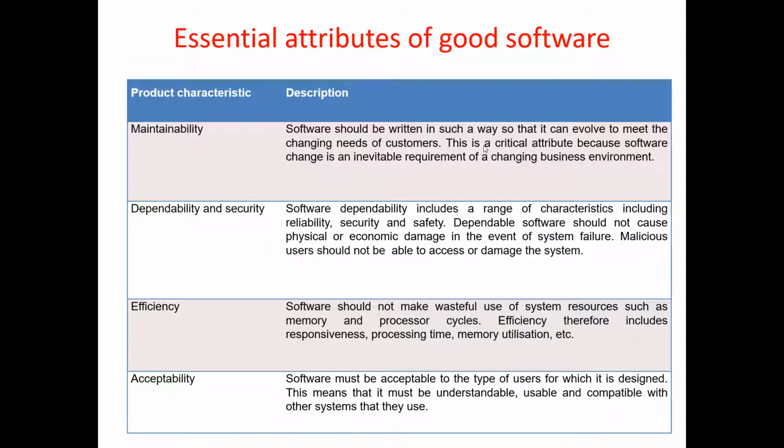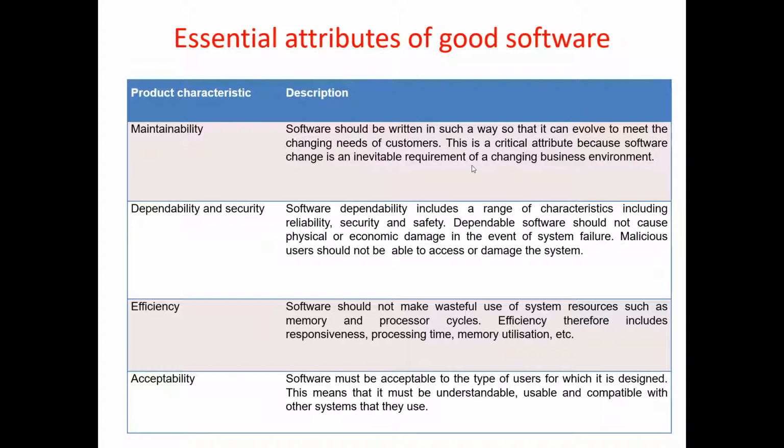So when a person is writing software, he should write it in such a way that it is maintainable. It is capable of accommodating the changes which the customer asks for. So this is a very critical attribute, because software change is an inevitable requirement of a changing business environment. This is very much required in that case.